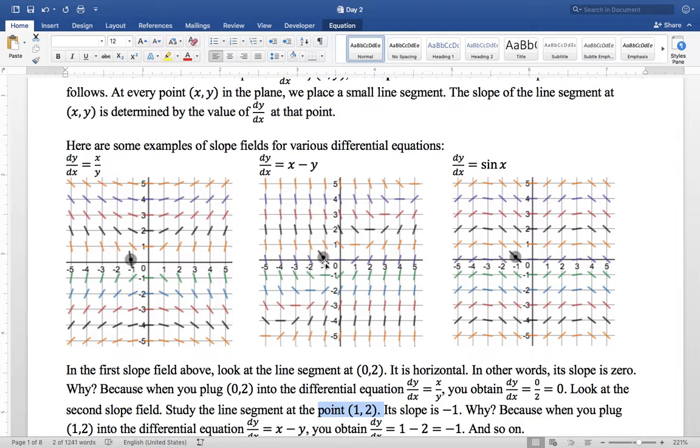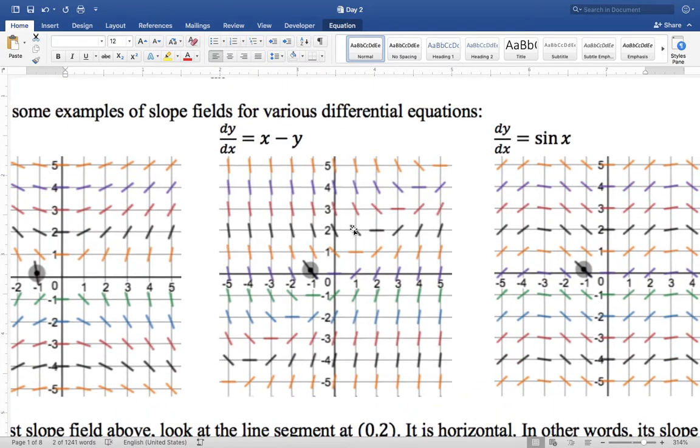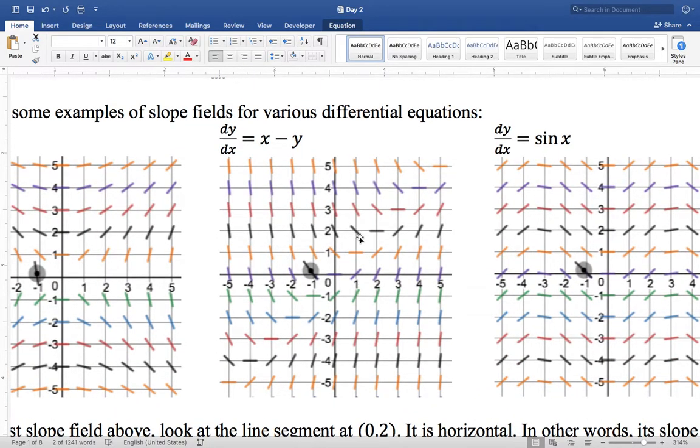Oh no, we want to look at the second slope field, excuse me. So let's look at the second slope field, and let's look at the point (1, 2). If I go 1 over and 2 up, that's this point right here. Now the slope of that line segment at (1, 2) is negative 1. Why is it negative 1? Because if you plug this point (1, 2) into this differential equation, replacing x with 1 and y with 2, you get 1 minus 2 equals negative 1.